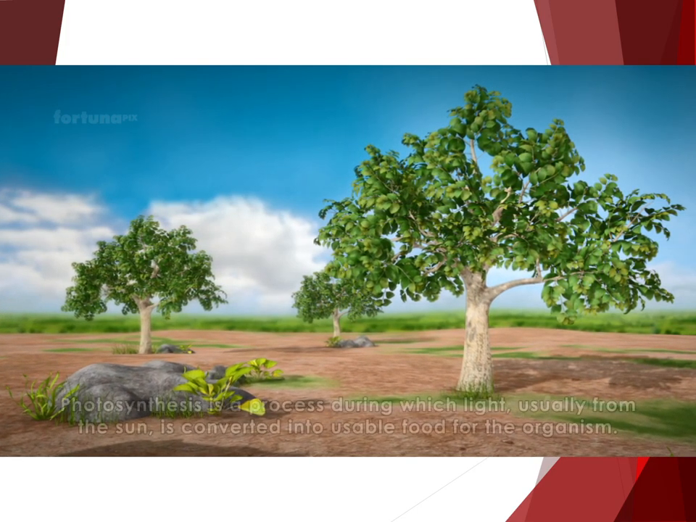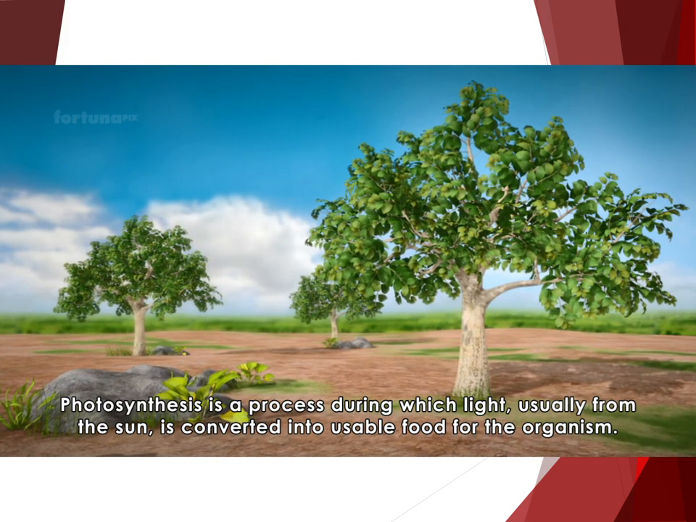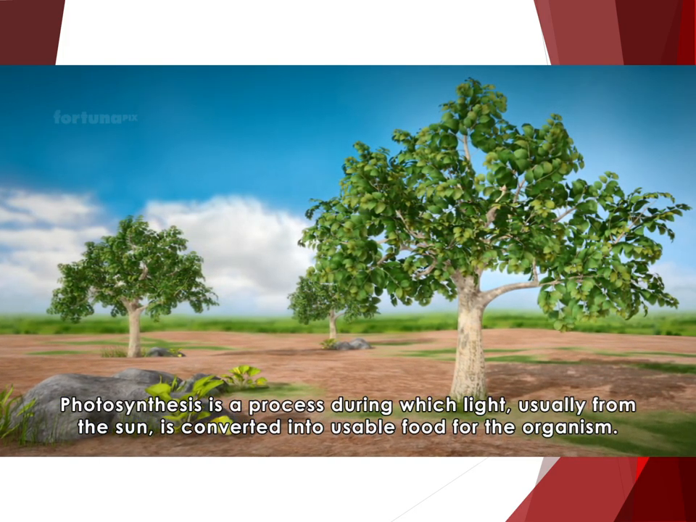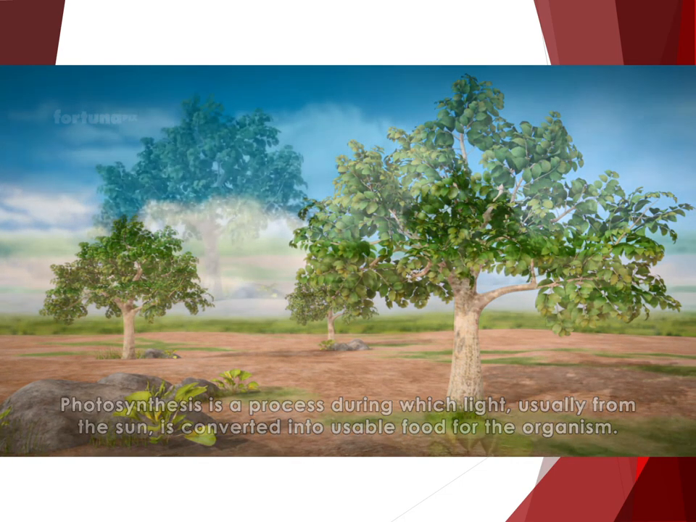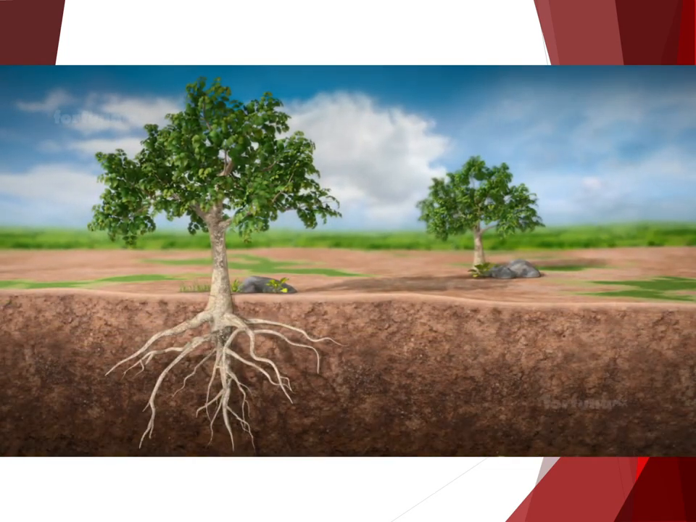Photosynthesis is a process during which light, usually from the sun, is converted into usable food for the organism. The roots of a plant will draw in water from the soil and transport it through the stem to the leaves.